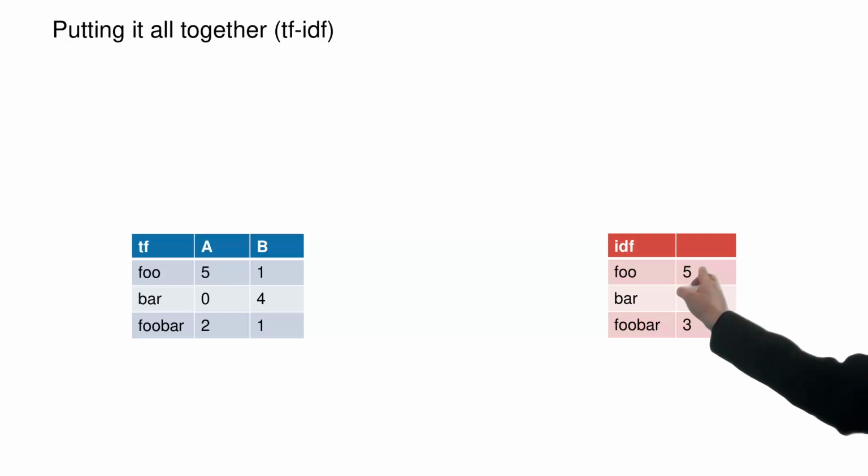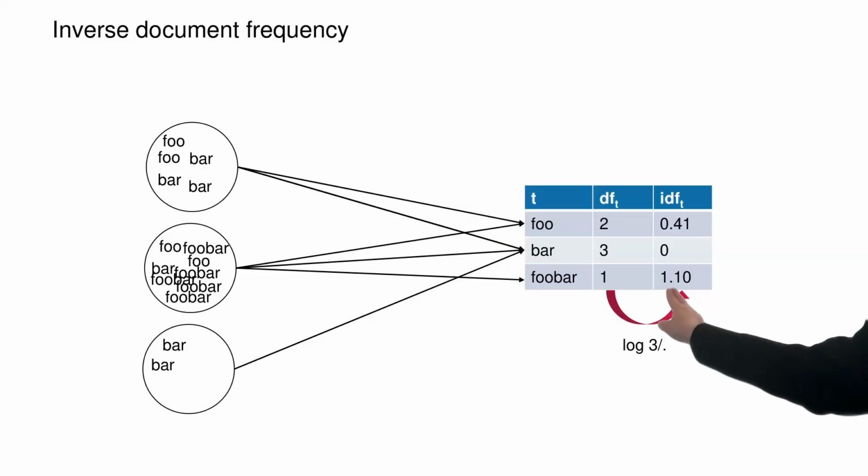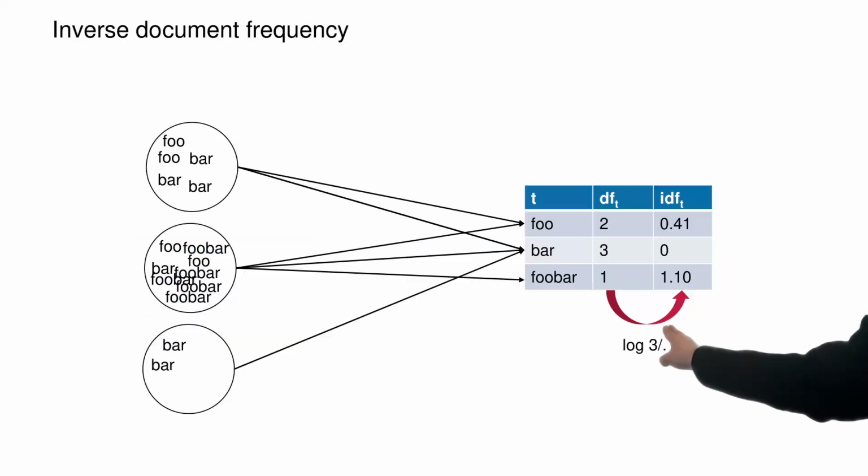All right, so I have foo, bar, and foobar, and you see that the world is in order because foobar is, foobar is, what did I do here?